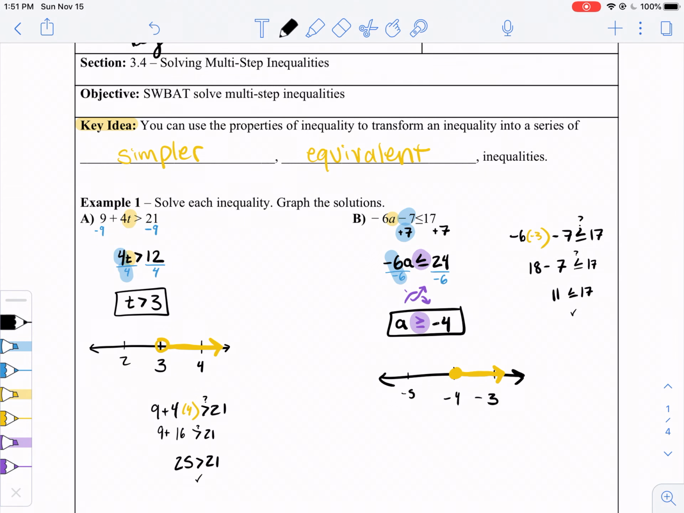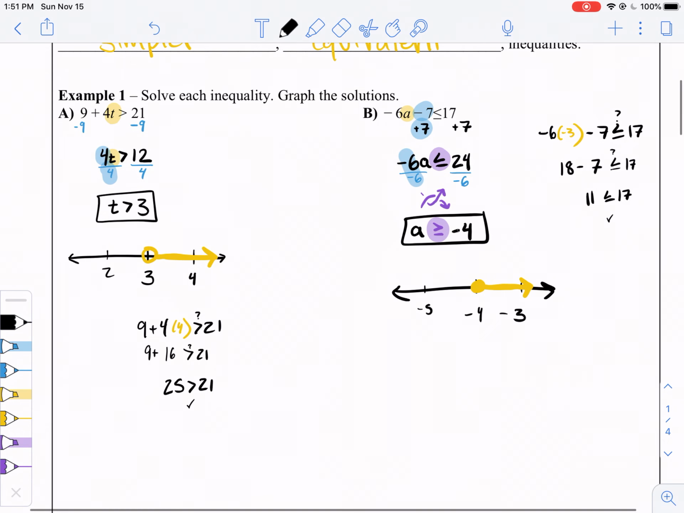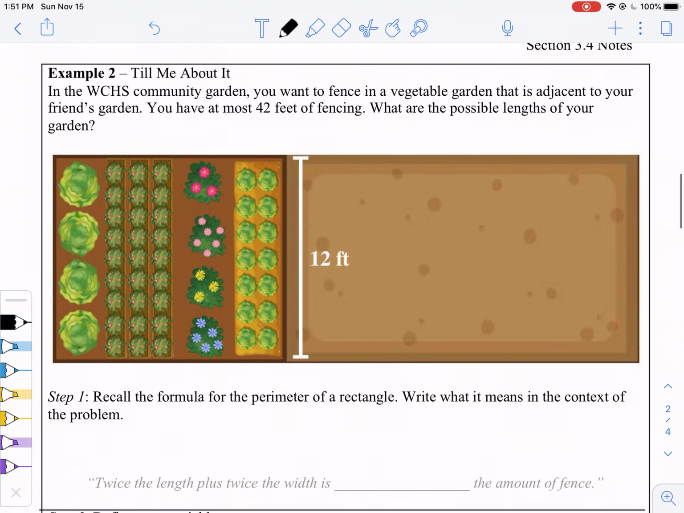That's your key idea. Now, when are we going to do this in real life? Well, I'll till you, get it, till, like a garden, but tell, it's a pun.